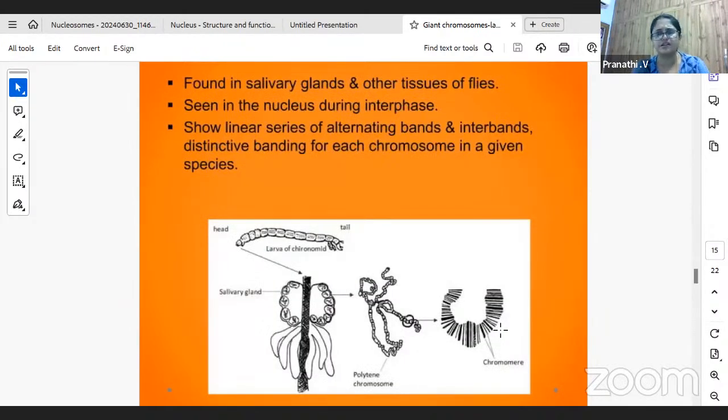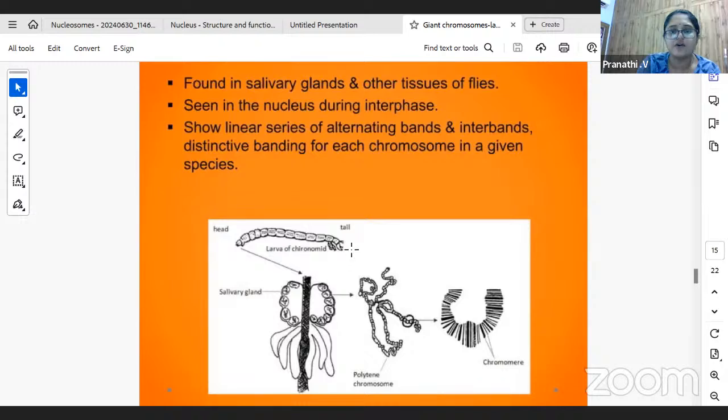Where are they present? These polytene chromosomes are present in salivary glands and other tissues, the Malpighian tubules and other epithelial cells in the flies. And when is it seen? Usually during interphase. And how is it arranged? In alternating bands and interbands.